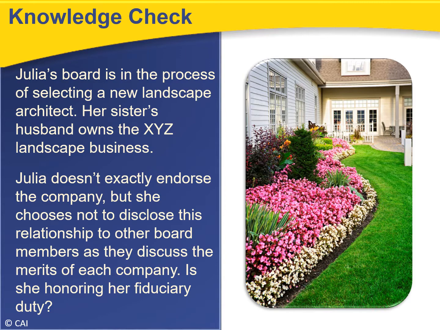Julia's board is in the process of selecting a new landscape architect. Her sister's husband owns the XYZ landscape business. Julia doesn't exactly endorse the company, but she chooses not to disclose this relationship to the other board members as they discuss the merits of each company. Is she honoring her fiduciary duty? No. By not revealing the relationship with the company, she is violating the duty of loyalty. She has a conflict of interest and should have immediately made it known to the other board members and excused herself from the decision-making process.